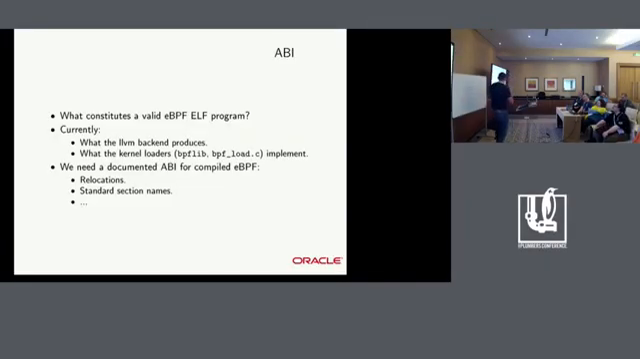On the ABI: the kernel verifier is about whether a program is secure enough or safe enough to be executed in the kernel context. But on the other side, in compiled BPF, what constitutes a valid ELF BPF program? At the moment, this is defined by what the LLVM backend produces and what the kernel loaders accept, this libbpf. Is it libbpf or bpf-lib? I always get so confused about that. And bpf_load.c, which is a sample that is around in the kernel sources.